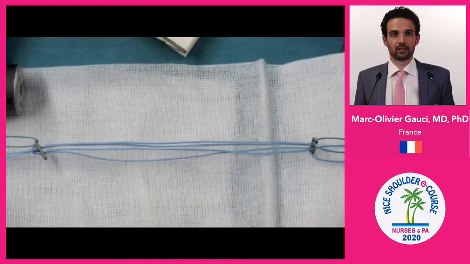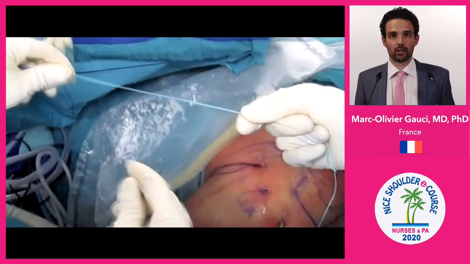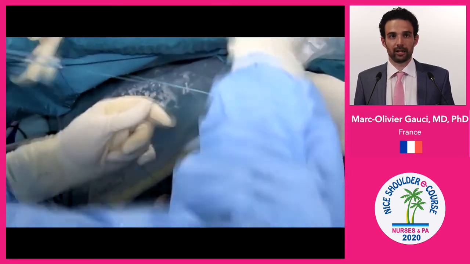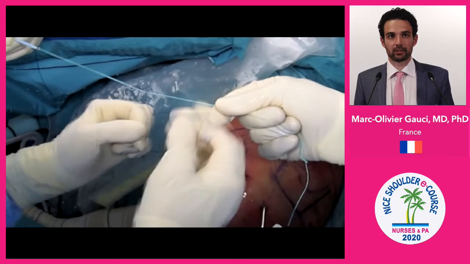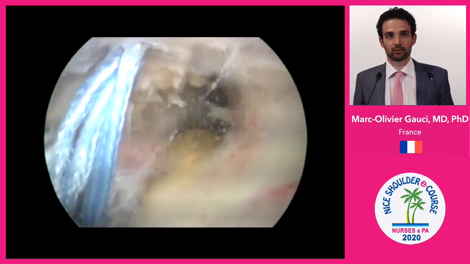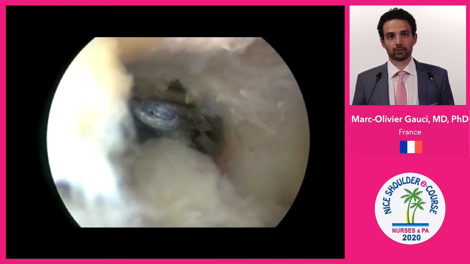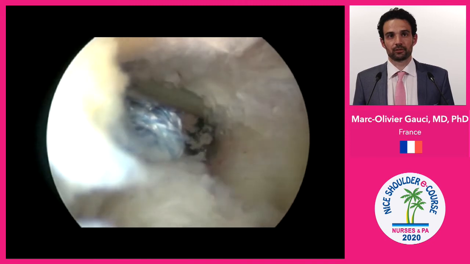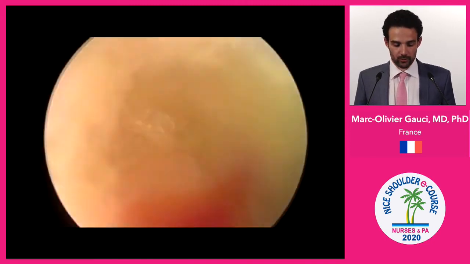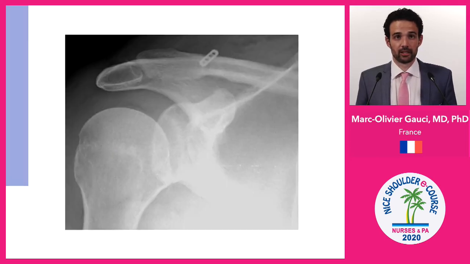And then here is the button with the two buttons, the coracoid one and the clavicular one. You have to bend the coracoid one to be more anatomic, and you use the shuttle relay technique to pass the button through the coracoid and the clavicle, and then you tighten your knot to reduce the clavicle just in face of the acromion. And it's done. Here is the final control X-rays.